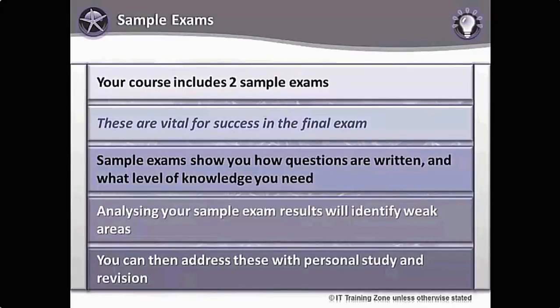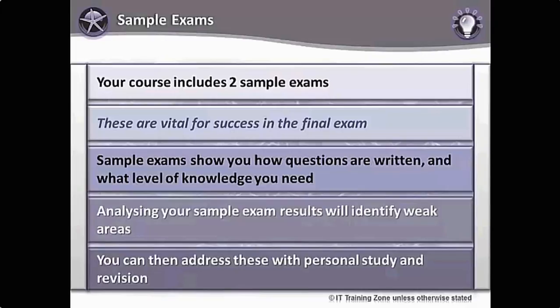As part of your course material, you are given access to 2 sample exams. These sample exams are vital for your future success with your live final examination. The sample exams will allow you to prepare for your final exam by showing you how the questions are written and giving you an illustration of what level of knowledge is needed.